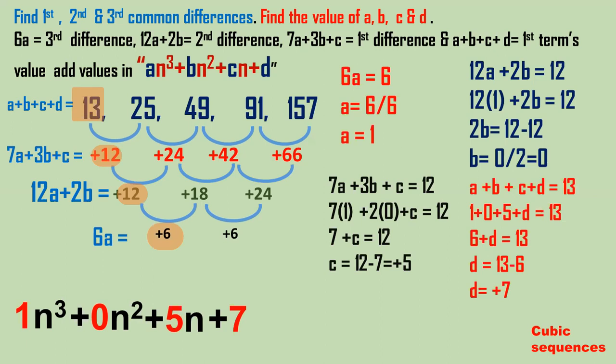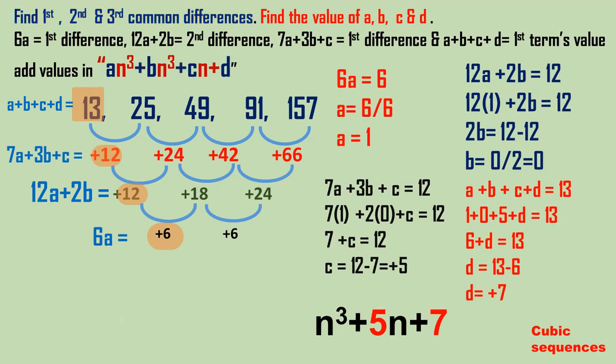So in this way, here 1 into n raised to power 3, plus 0 into n raised to power 2, plus 5n. Where there is the figure 0, this will be removed, because 0 multiplying any number will cancel it. So our final formula will be n raised to power 3, that is n cubed plus 5n plus 7. We're going to verify this formula.